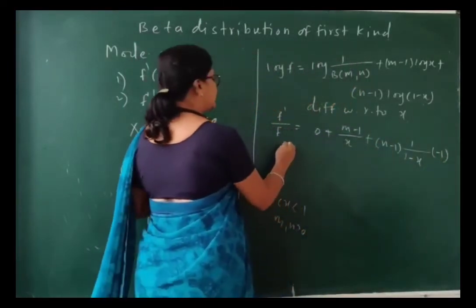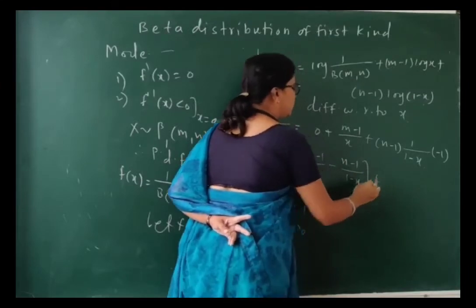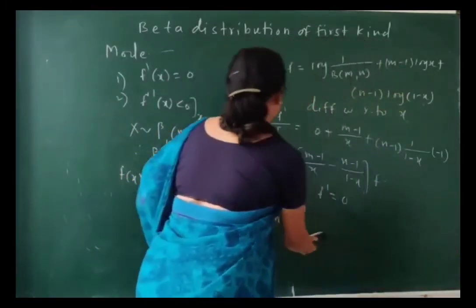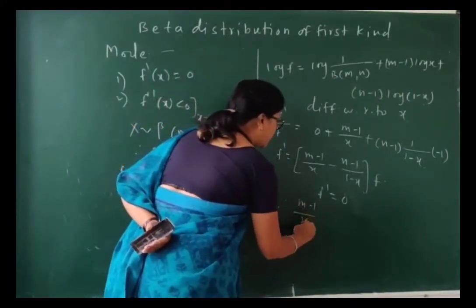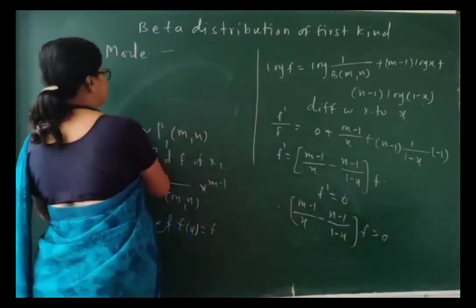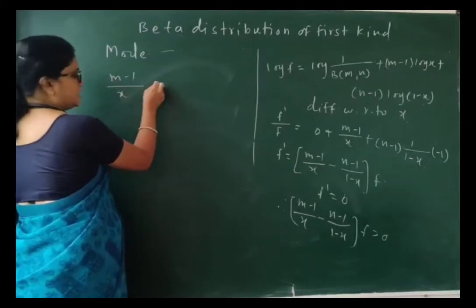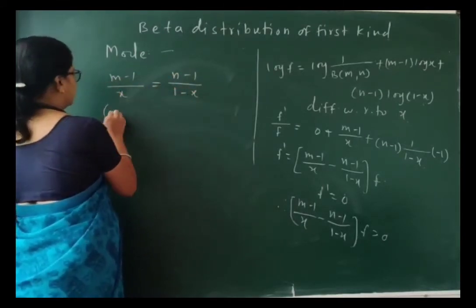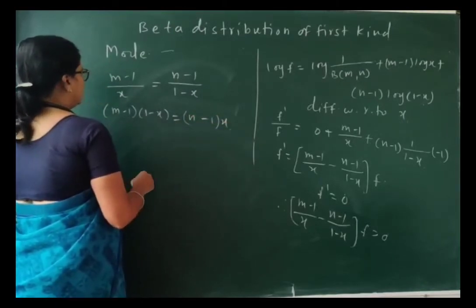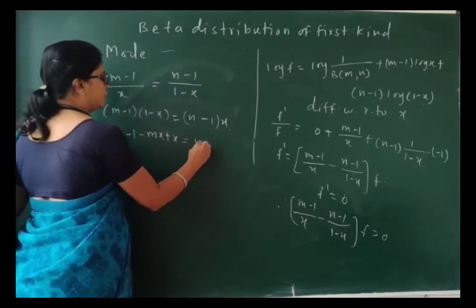So I have f' = [(m-1)/x - (n-1)/(1-x)] f. Here we need to put f' = 0. So [(m-1)/x - (n-1)/(1-x)] f = 0. Let me simplify this to get the value of x. So (m-1)/x = (n-1)/(1-x). Now we cross multiply: (m-1)(1-x) = (n-1)x. So we get m - 1 - mx + x = nx - x.